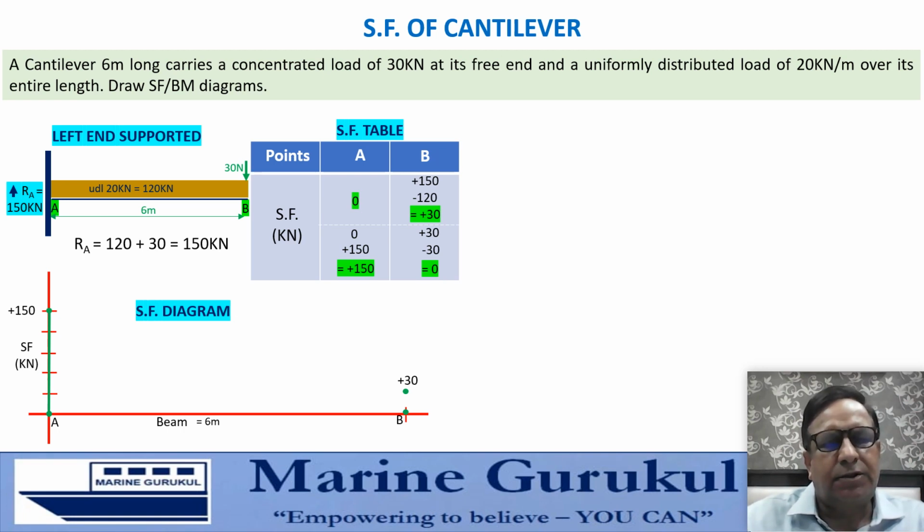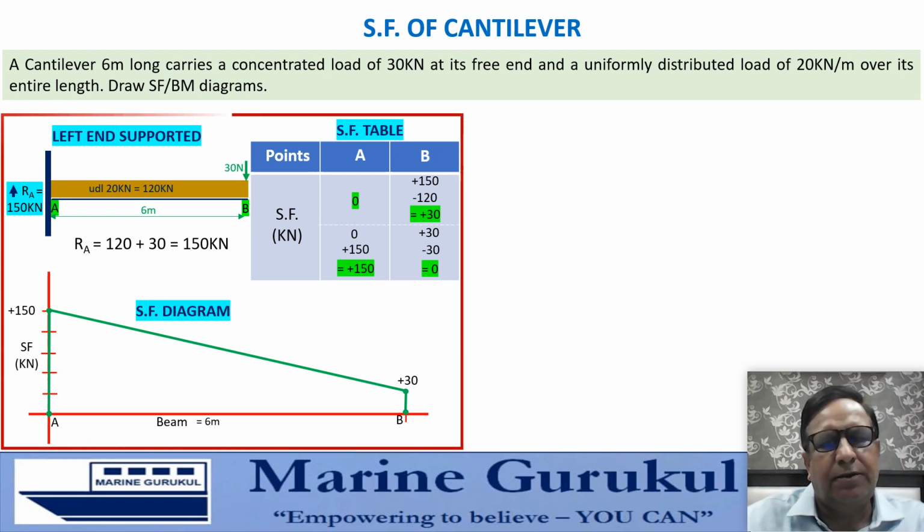Now how do we join the plus 150 point to plus 30? We look at the beam diagram and we see that the load on the beam is uniformly distributed, and hence from plus 150 to plus 30 the change is at a uniform rate. That means these 2 points have to be joined by a straight line, and that's how they need to be joined. And then at B it becomes from plus 30 to 0. So this is the shearing force diagram for the cantilever with left end supported.